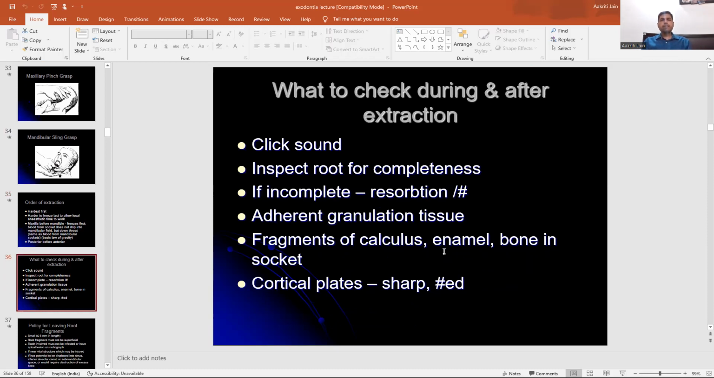What to check during and after the extraction? These are the following points which you have to check, which is click sound, inspect root for completeness. If incomplete, resorption or fractured root is present in the socket. Adherent granulation tissue, if there is any kind of granulation present. Fragments of calculus, enamel, bone in the socket if present, and the cortical plates, if there is any sharp or fractured plate present.